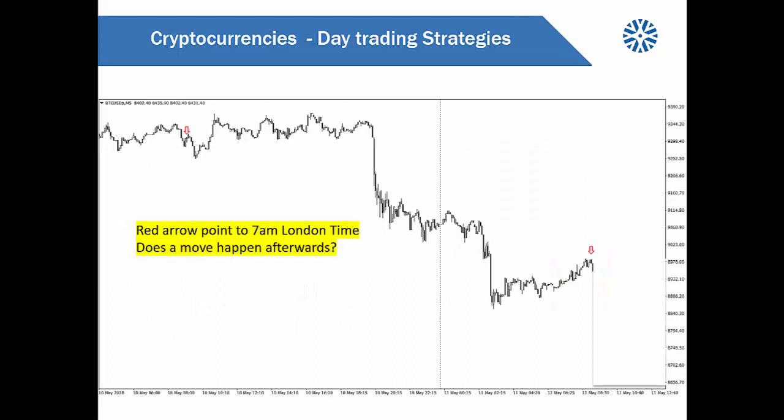So here we have the chart. This is the Bitcoin US dollar on the Blackwell Global MetaTrader 4. I've just drawn in a couple of little red arrows where we've been at 7 a.m. GMT, London time. Then we're looking to see, do we get a bit of a move after it? Sometimes it can be just a small pop. Other times it can be the start of a good trend. But what we want to do is put ourselves in a position to benefit from that.